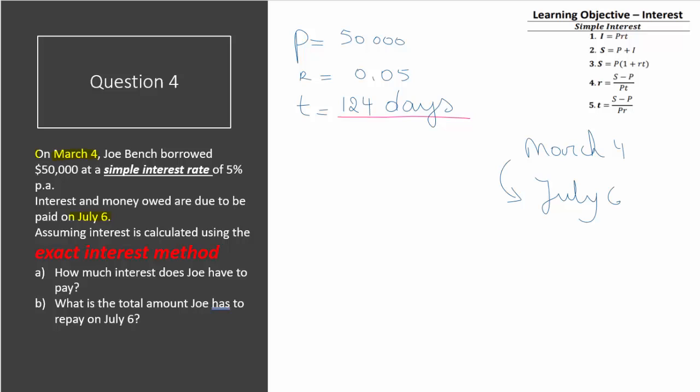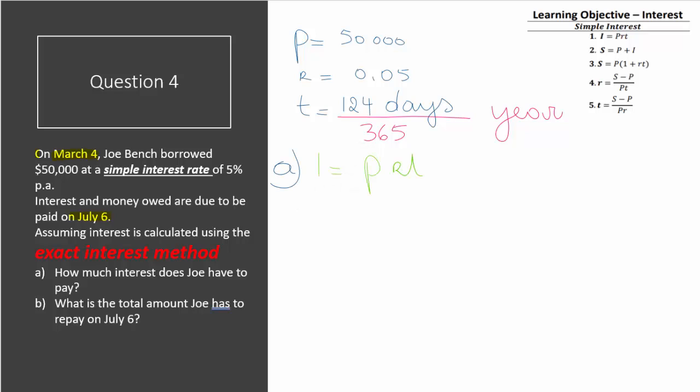Since it's asked to do the exact interest method, we know that there's exactly 365 days a year. So we divide by 365 to convert from days to years. For question A, how much interest does Joe have to pay? Joe has to pay the interest because he borrows money. So the cost of the interest is for Joe.